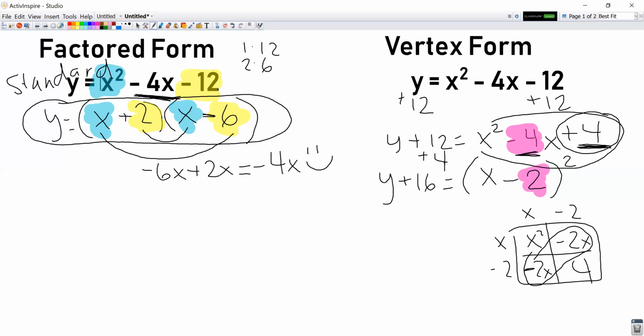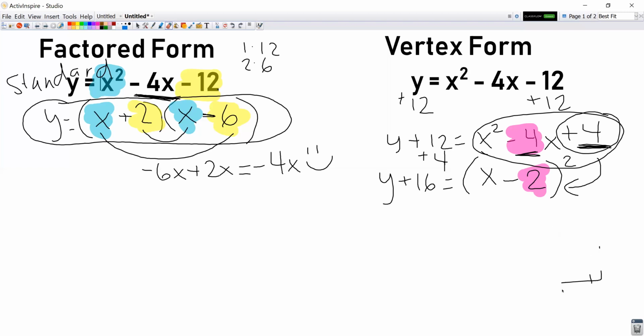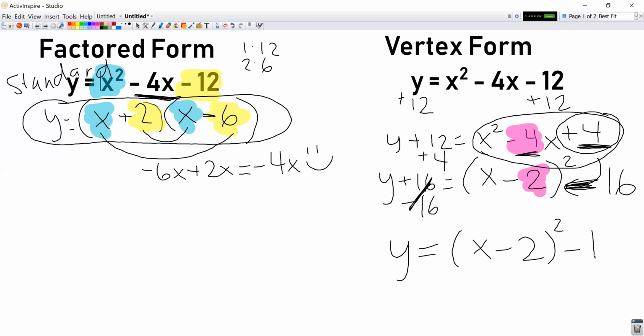And all of this becomes this, because x minus 2 times itself gives you x squared minus 4x plus 4. So all those 3 became x minus 2 quantity squared. I'm almost done. What I need to do now, I want y by itself. So I subtract 16 here, and I do the same thing over here, minus 16. That cancels out, and I'm left with y equals x minus 2 squared minus 16.